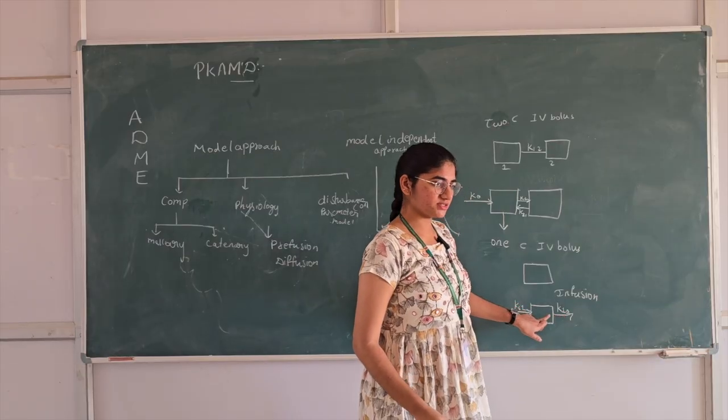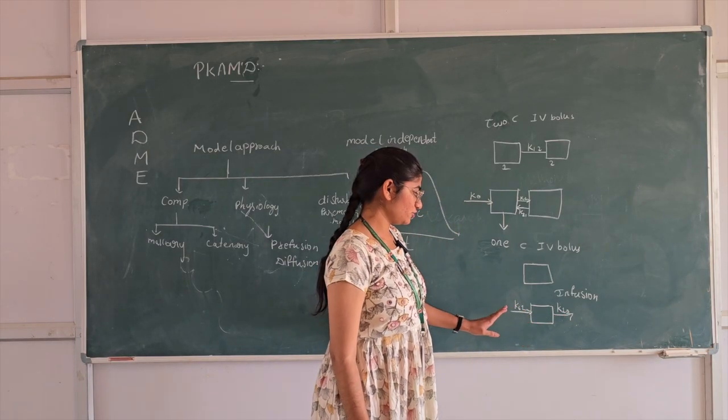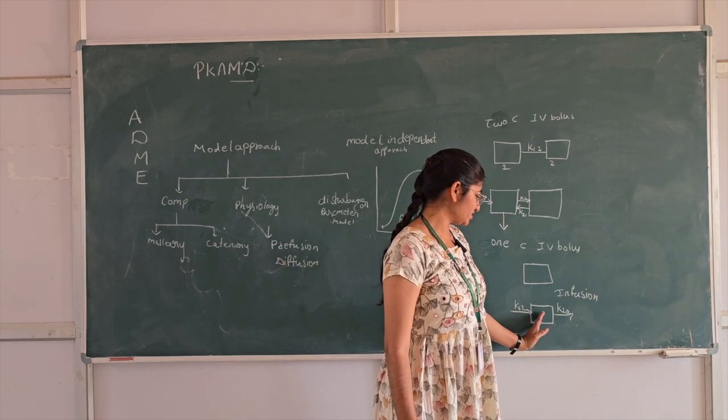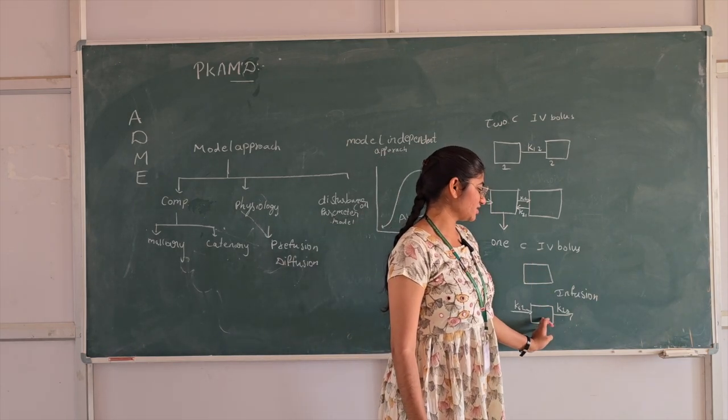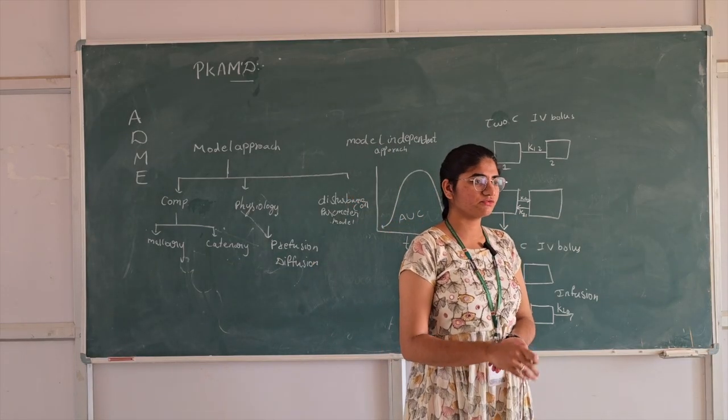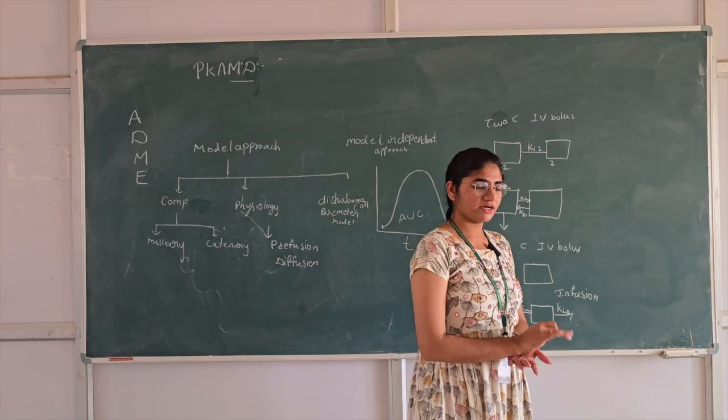Here 1 represents the first compartment. 0 is when it is in the blood, from the blood it enters into the first compartment, and from the first compartment it is excreted. So first let us know the applications. Why do we need to use these mathematical models?